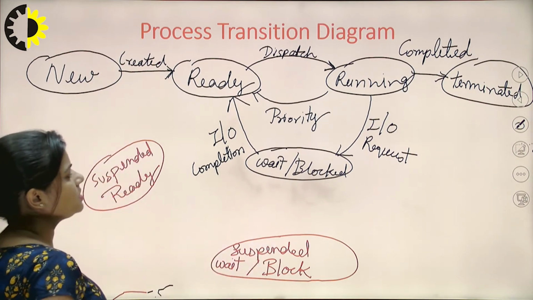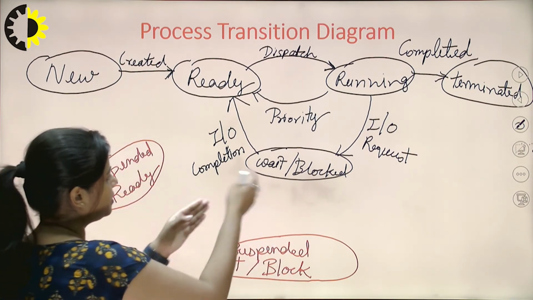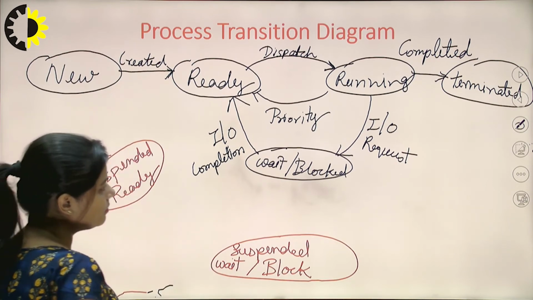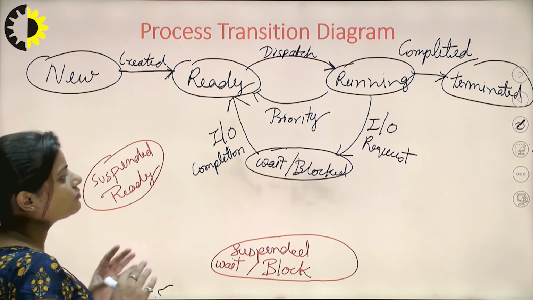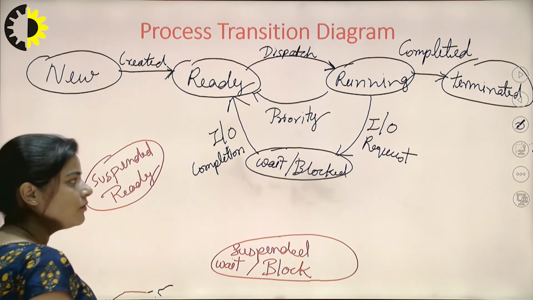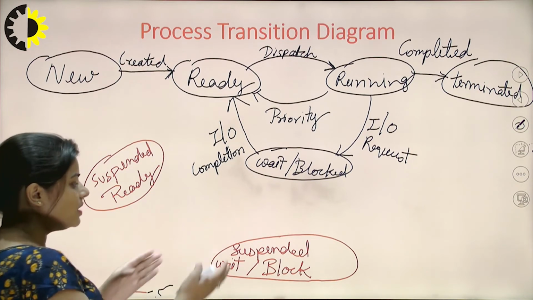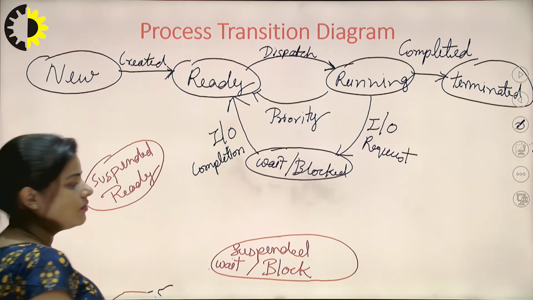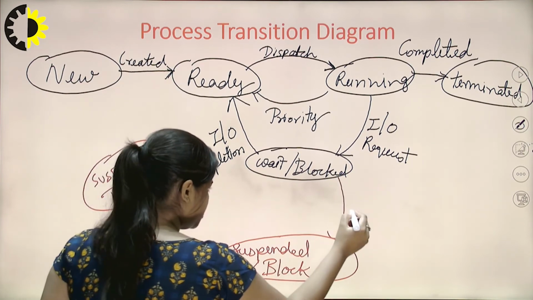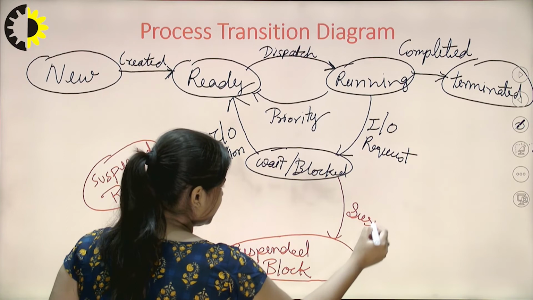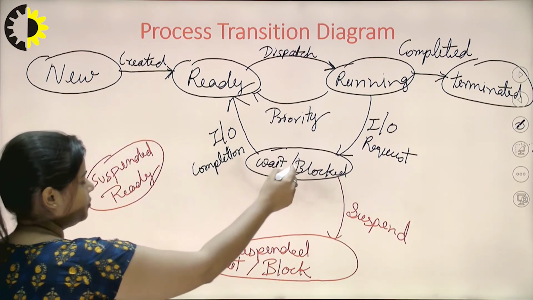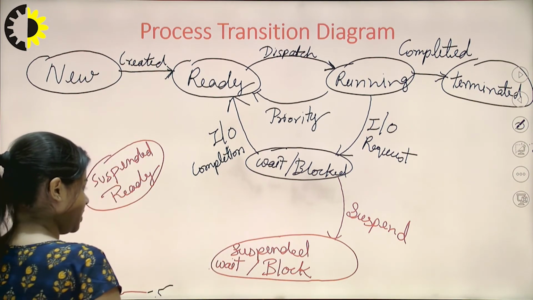Whenever a process which is residing under wait and block also requires some more memory, or the current RAM is full and in this situation we need extra memory, for the requirement of extra memory we need this extra state, which basically shows the request of memory. Okay, so this process is suspended from current memory and goes towards the suspended wait.